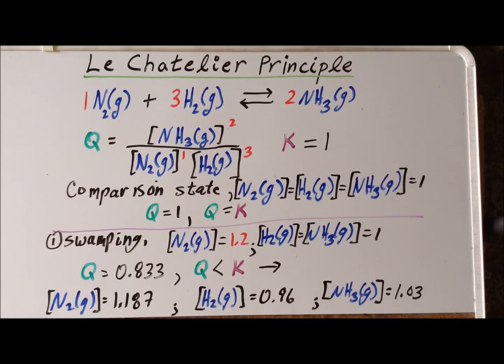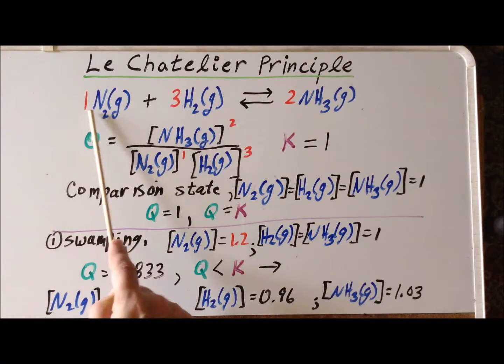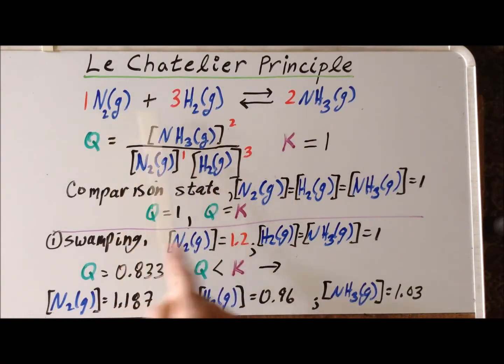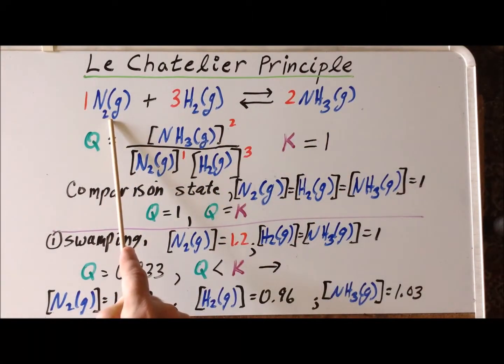So in the process, eventually we will reach equilibrium. When we get to equilibrium, Q will be equal to K, and at that particular point, we have these values. So the concentration of nitrogen will have dropped from 1.2 to 1.17. So that's one of the things we imagine as it shifts from left to right. The concentration of N2 will decrease. Similarly, the concentration of hydrogen will have dropped from 1 to 0.96.